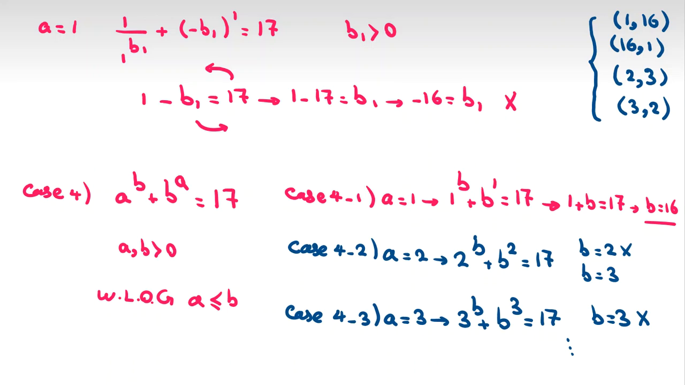Let me write a homework for you. Solve this. Suppose A to the B minus B to the A is equal to 28, where A and B are integers. Try to solve this and comment your answers below this video.